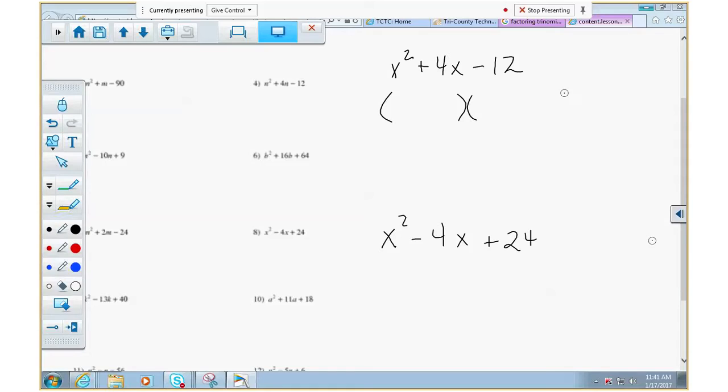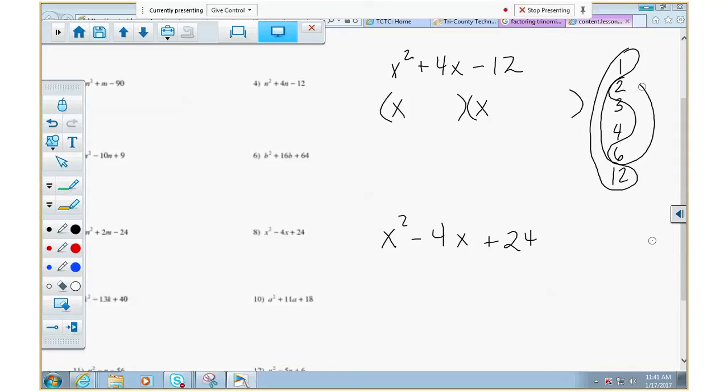X and X, 1 and 12, so 2 times 6, 3 times 4, 4 times 3. Now a lot of you are probably saying, yeah, but why do you keep writing that 1 times 6, 1 times 12, and why don't you just start from 3 times 4? Because there are some teachers that will put every single problem on the test at a factor of 1. And you'll sit there and look at it, and the first thing you think of is 3 times 4. But they want you to do 1 times 12.